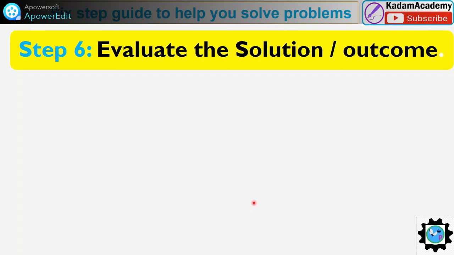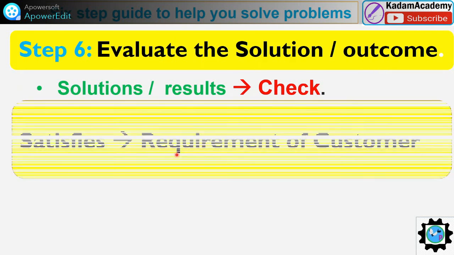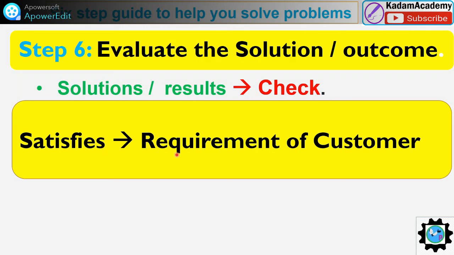The last step is nothing but to evaluate the solution, which will give the outcome of your problem. So in this 6th step, when the solution is evaluated, what do we have to do? Check whether the solution is correct or not. That we have to check. That means evaluate the solution, which will give you the outcome, and check whether it satisfies the requirements of the customer or not. That is important.